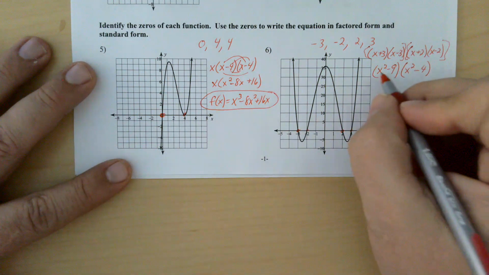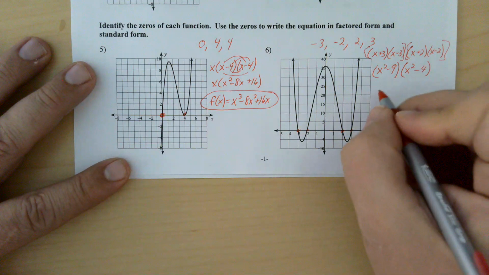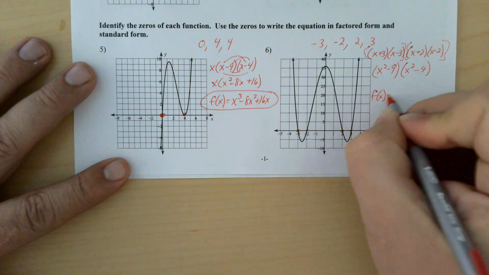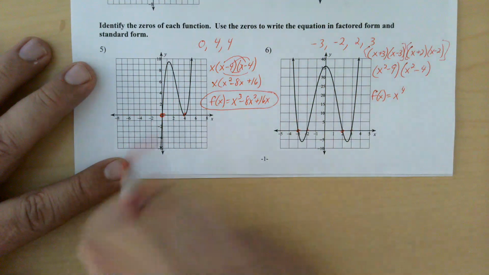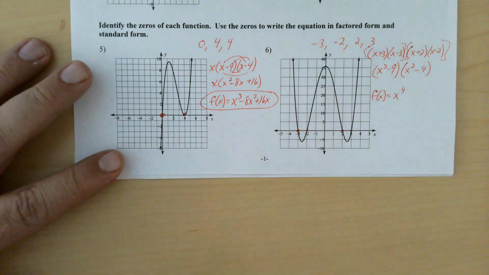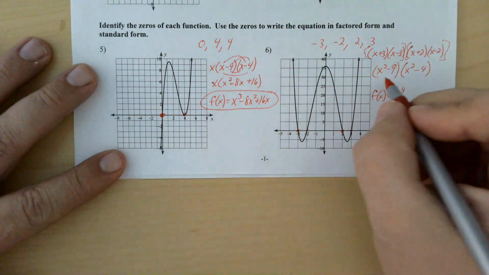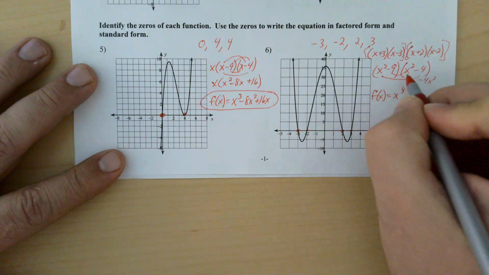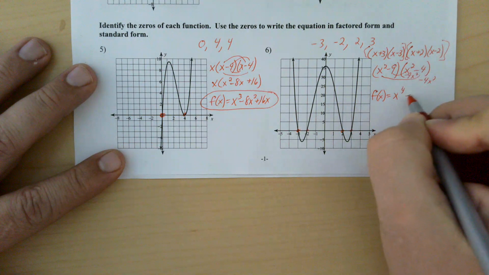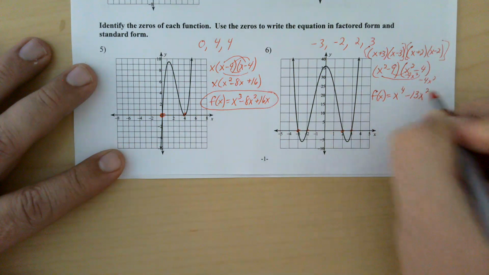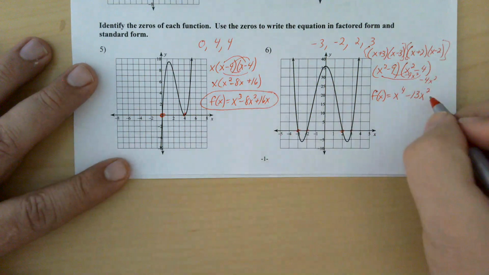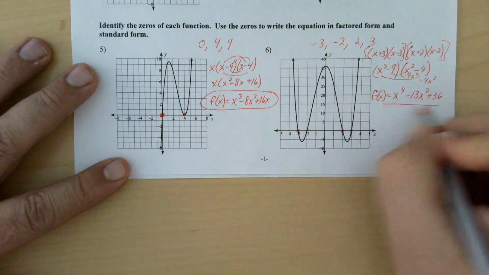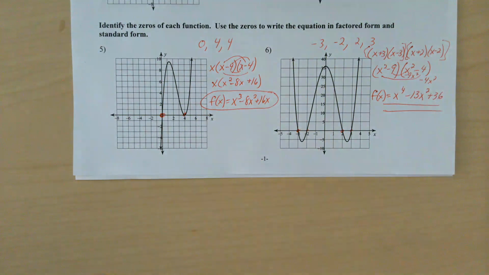So then the last thing we need to do is just multiply these two things together. So it makes sense that our answer is going to be x to the 4th. X squared times x squared is x to the 4th. You're going to have a negative 4x squared and a negative 9x squared for a total of negative 13x squared. Okay, and then finally a positive 36. Okay, so that's the rule for that particular graph.